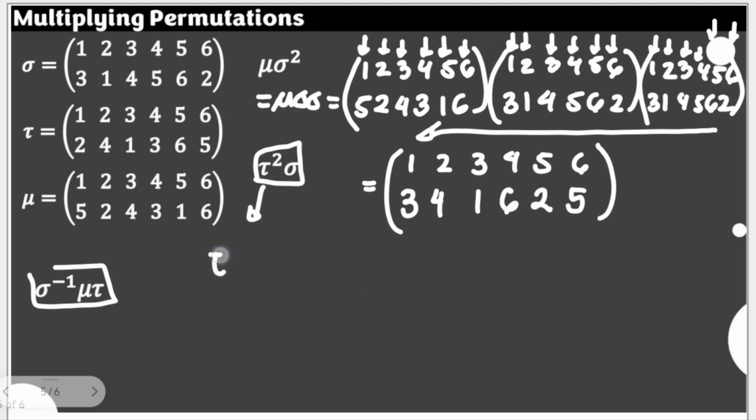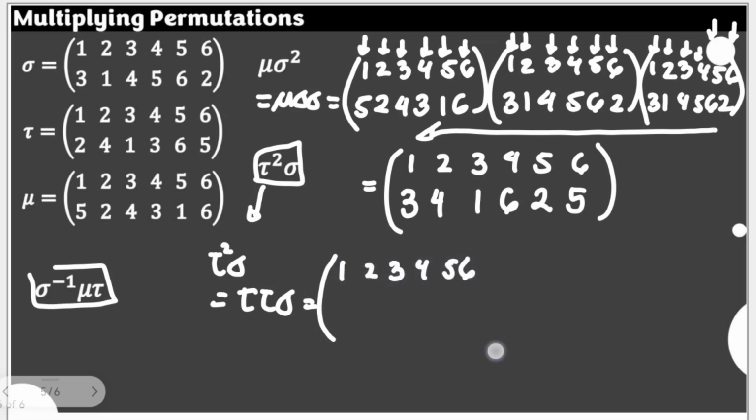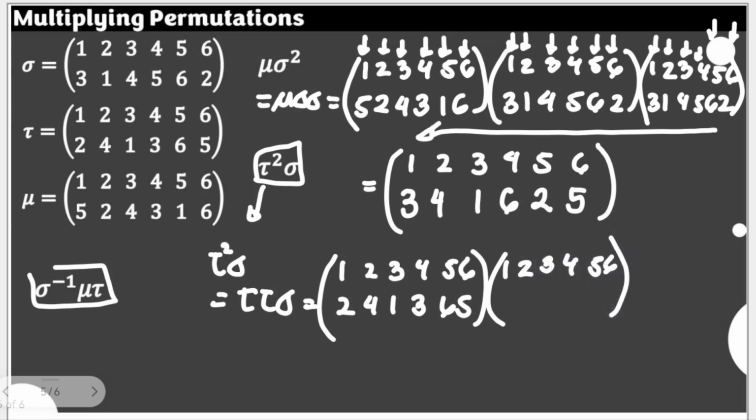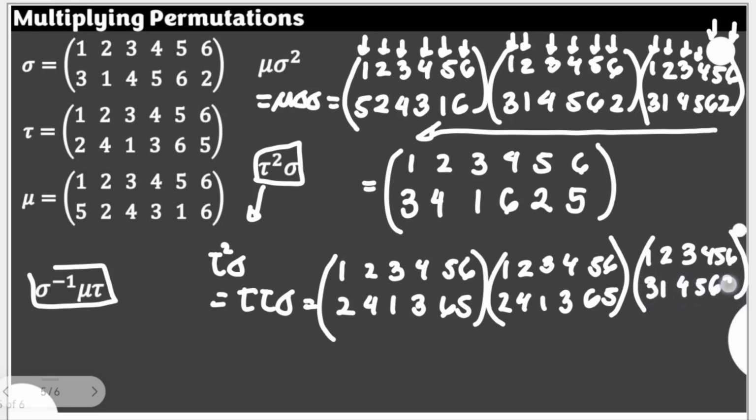So you have tau squared and sigma. In short, this is actually twice your tau and your sigma. So your tau is 1, 2, 3, 4, 5, 6. We have here 2, 4, 1, 3, 6, and 5. Another tau, 1, 2, 3, 4, 5, 6. You have 2, 4, 1, 3, 6, and 5. And your sigma is 1, 2, 3, 4, 5, 6. You will have 3, 1, 4, 5, 6, and 2.